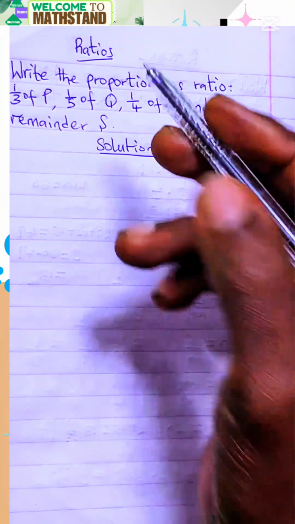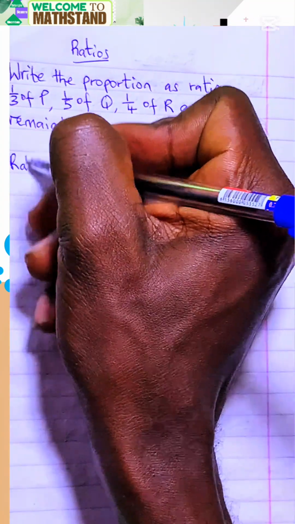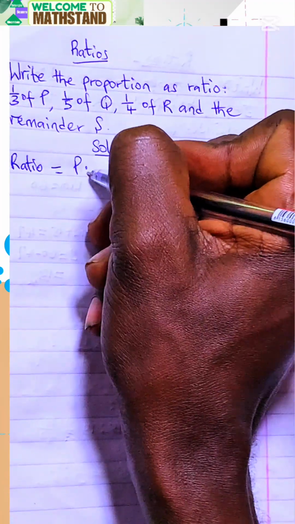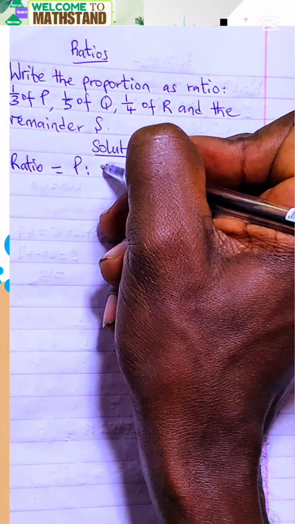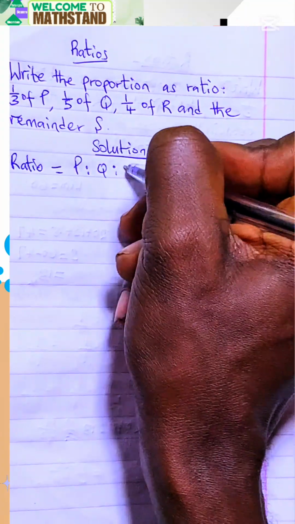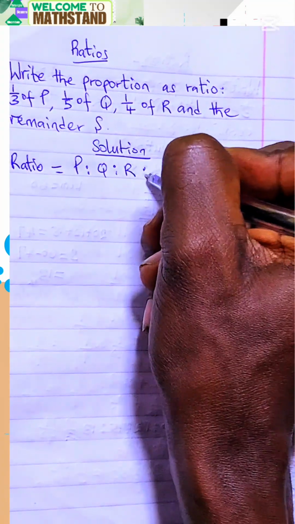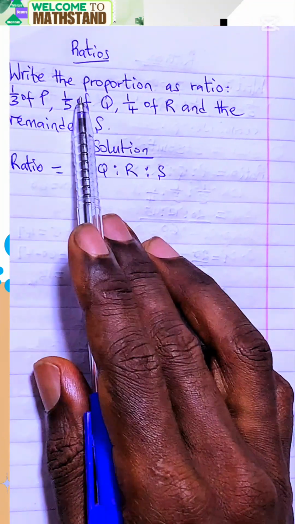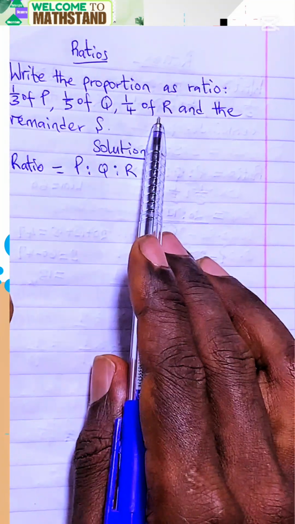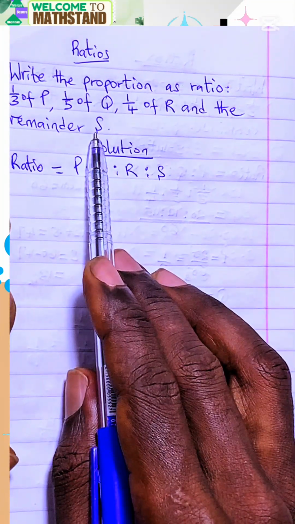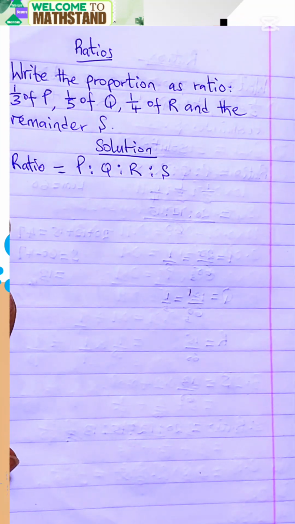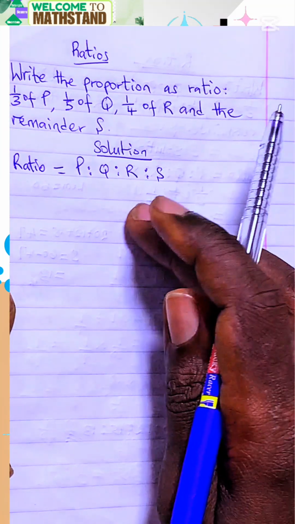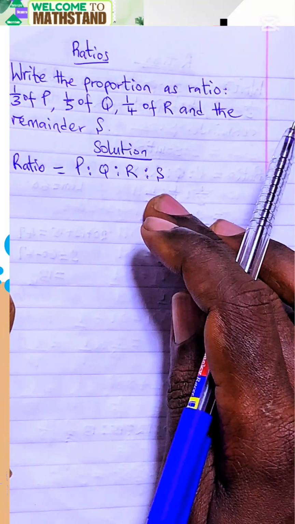So let's just bring it out. The ratio, how is it going to look like? It is going to be P is to Q is to R and is to S. So at this point we have a fraction of P, a fraction of Q, a fraction of R, but we don't have that of S, the remainder. So firstly we'll look for the remainder, and then we have the ratio written down.